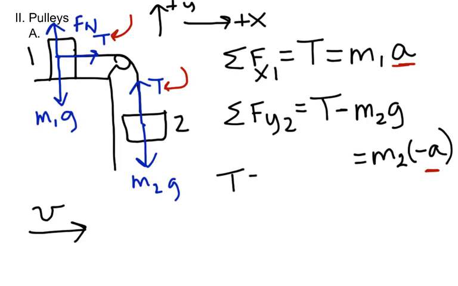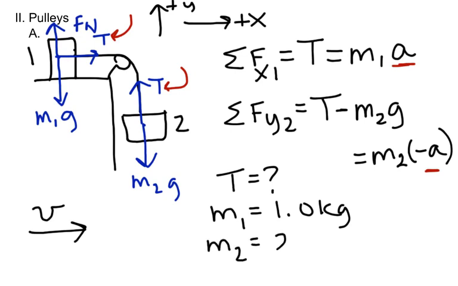So let's say I asked you, what is the tension between the two blocks? And let's also say that I gave you the mass of object 1. Let's say I said it was 1.0 kilograms. And let's say I gave you the mass of object 2. Let's say that was 2.0 kilograms.